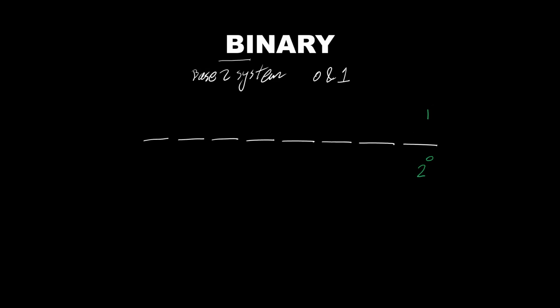Now moving one place to the left. This is place value position 1. 2 to the power of 1 is 2. And this one is place value position 2. So 2 to the power of 2 is 4. And this one place value position 3. 2 to the power of 3 is 8. This is place value position 4. 2 to the power of 4 is 16. And this is place value position 5. 2 to the power of 5 is 32.